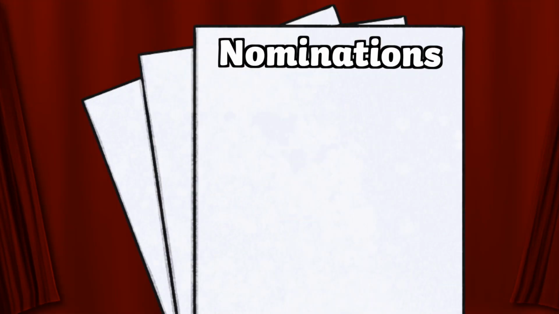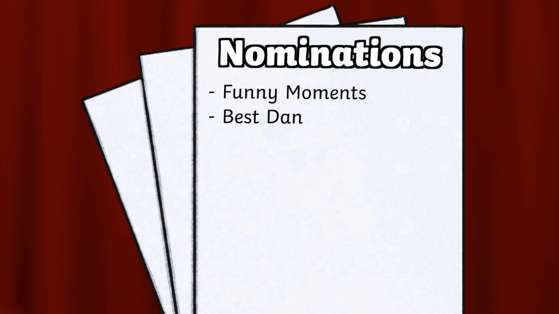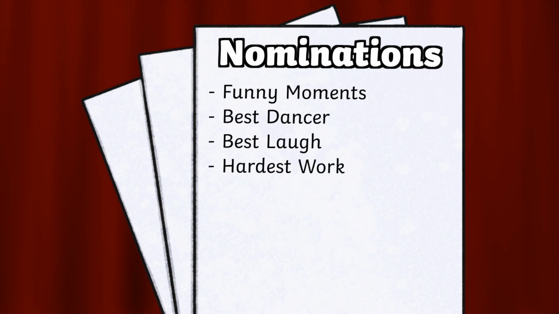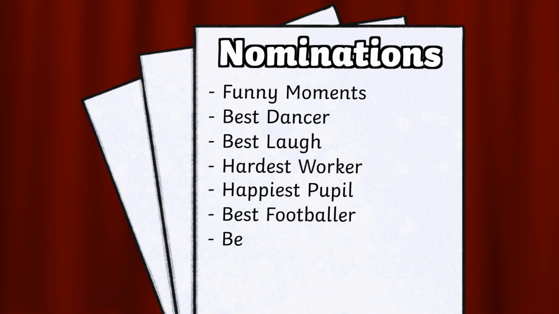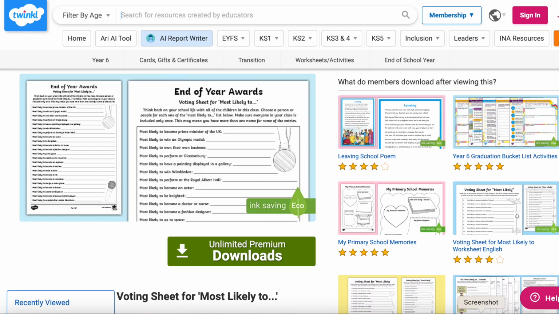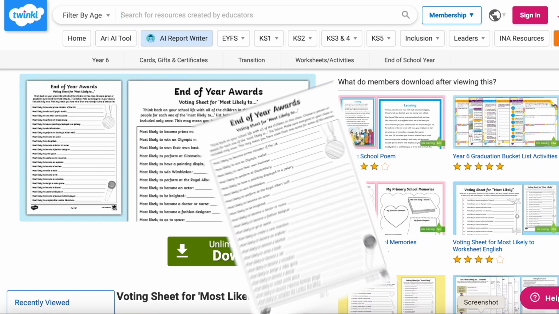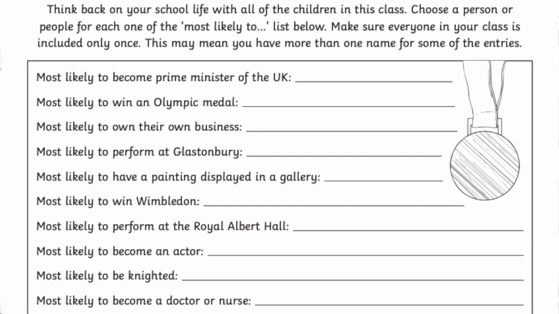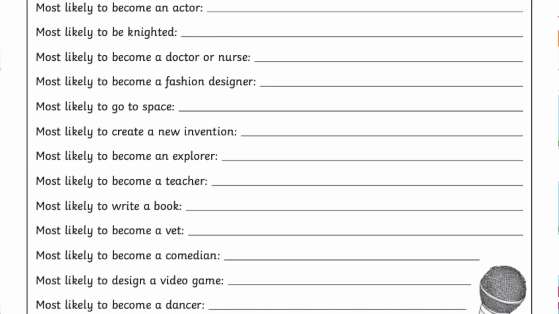First off, it's nomination time. You need to come up with a list of awards you want to give out to your class. This could include some funny awards that are maybe an inside joke from this year, or you could also do some more serious awards to praise some outstanding achievements. Alternatively, you could use our end of year awards voting sheet for most likely to. Simply print off one of these for each pupil in your class, and then they can make their votes.